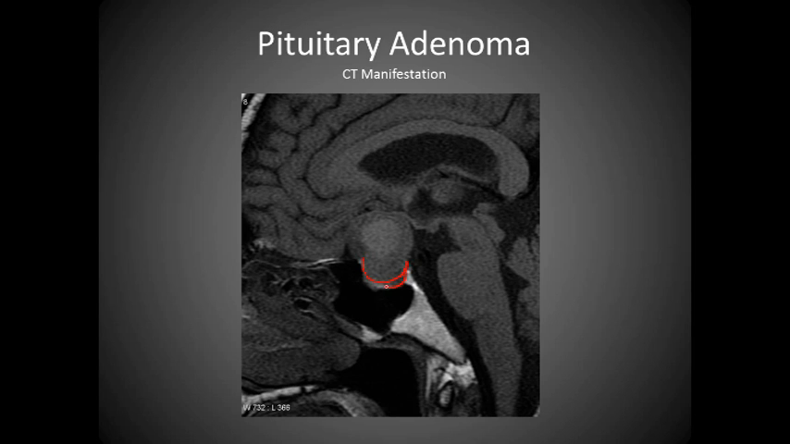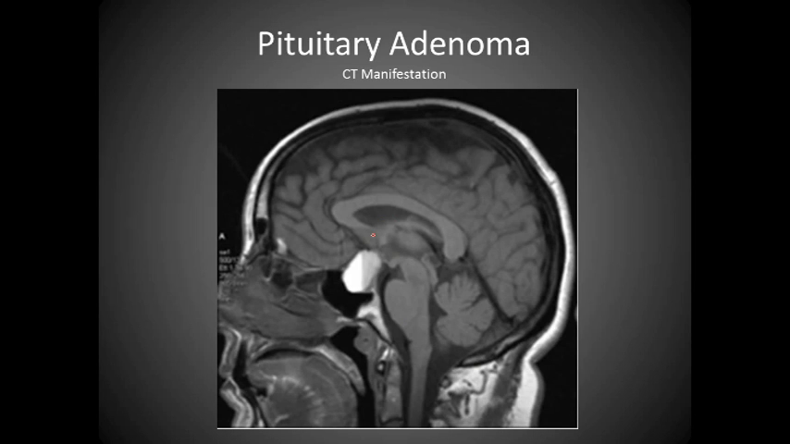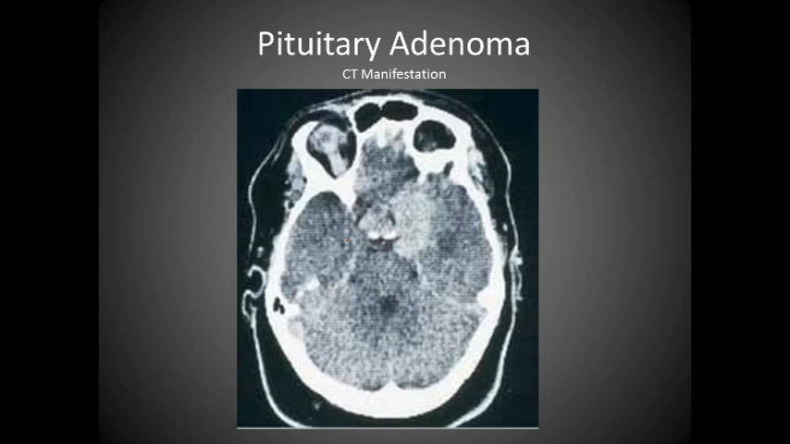So here we have an MRI scan, and we see the sella here, and this is where the pituitary gland should sit. And we have this area with what looks to be a hyperdense area on the inside of it. Here we can see that it has enhanced with contrast, indicating that there is possibly a mass there.